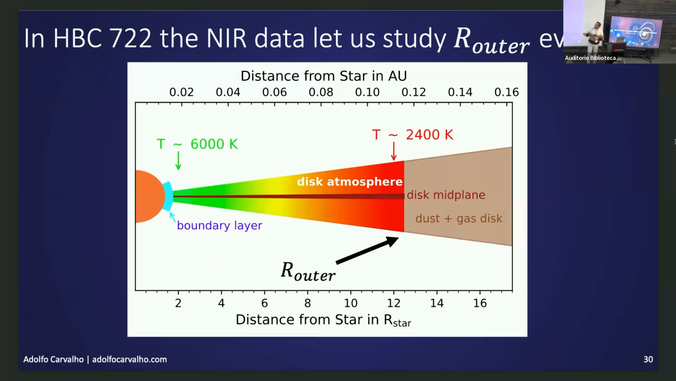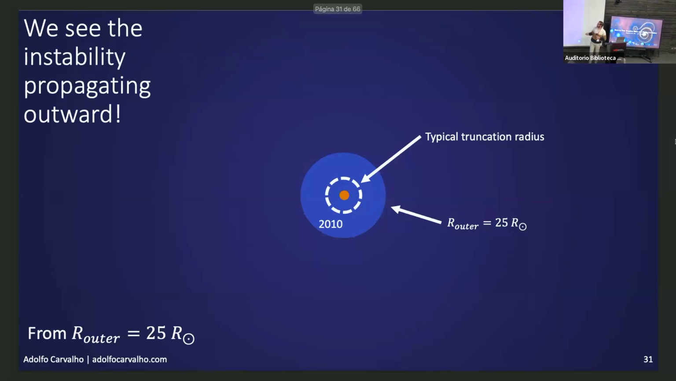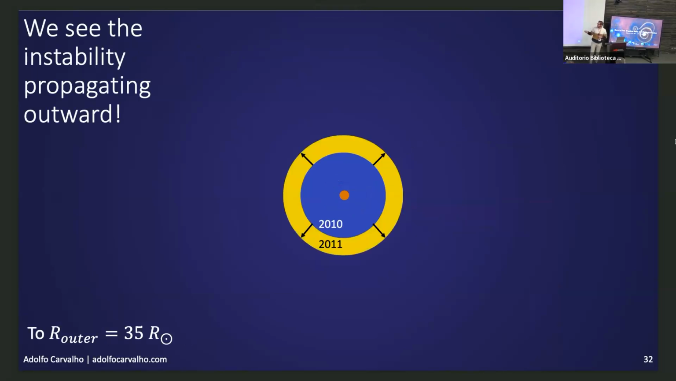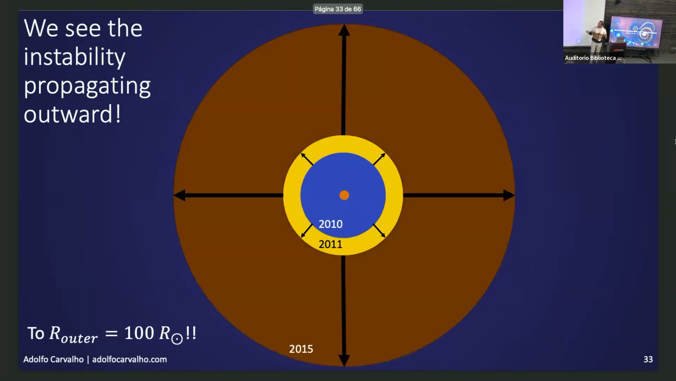In this system, we don't see evidence of the inner truncation radius moving around, but rather our outer radius, where the viscous disk transitions into being the more passive. We go from the viscous disk out to the more passively irradiated disk, and we see that. So in 2010, at the peak of the burst, it had about a 25 solar radii cutoff. In 2011, it was about 35, and by 2015, it had moved out to 100 solar radii, or about a half AU. This is again consistent with evolution at the viscous timescale for alphas of about 0.1 in the system.